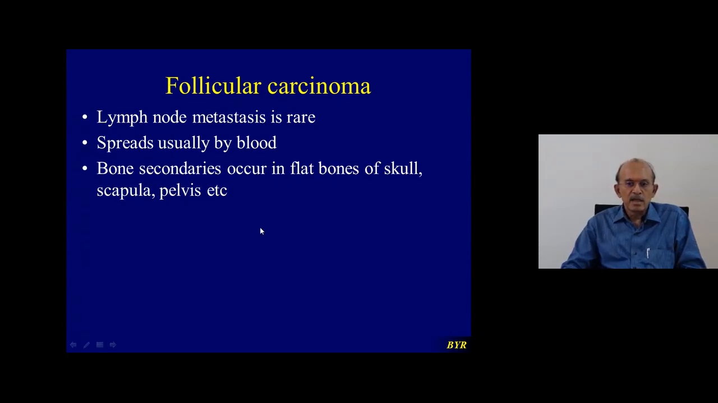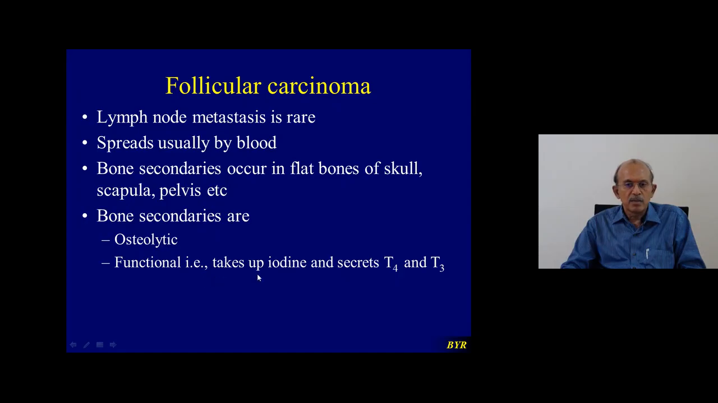Bone secondaries occur in the flat bones of the skull, scapula, and pelvis. Thyroid bone secondaries have certain characters. They are osteolytic, functional. They take up iodine and secrete T4 and T3, just like the thyroid gland. That is why if a large number of secondaries are there in multiple areas of the bones, the patient may exhibit even thyrotoxicosis because of these secondaries. And they are vascular. They are so vascular that they may be even pulsatile.